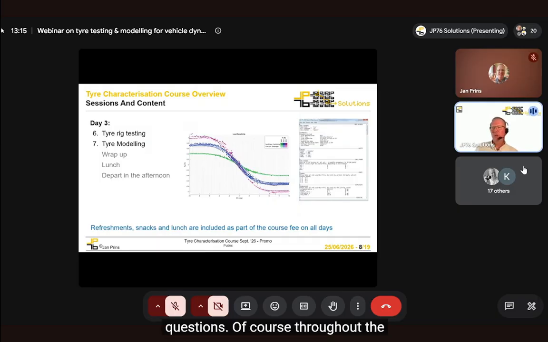Of course, throughout the whole course there will be plenty of time for questions, discussions and answers. But we'll do it for the final time at the end of this morning, have lunch, and then people will have the afternoon, evening if needed, to travel back to where they've come from. Throughout the 3 days, refreshments, snacks and lunch will be provided, courtesy of ZF, and basically included in the course fees.